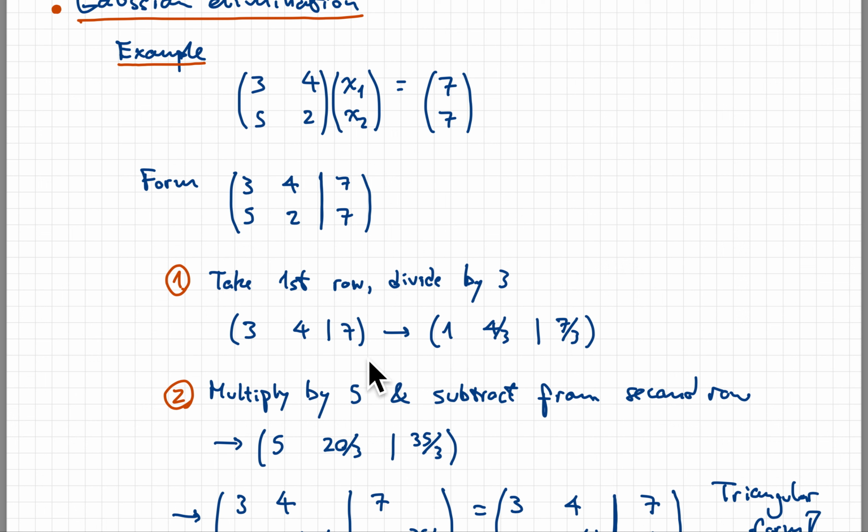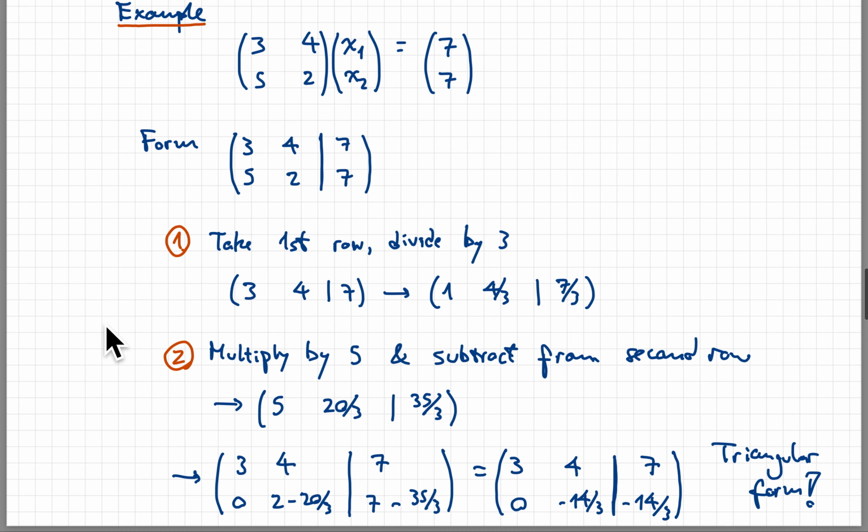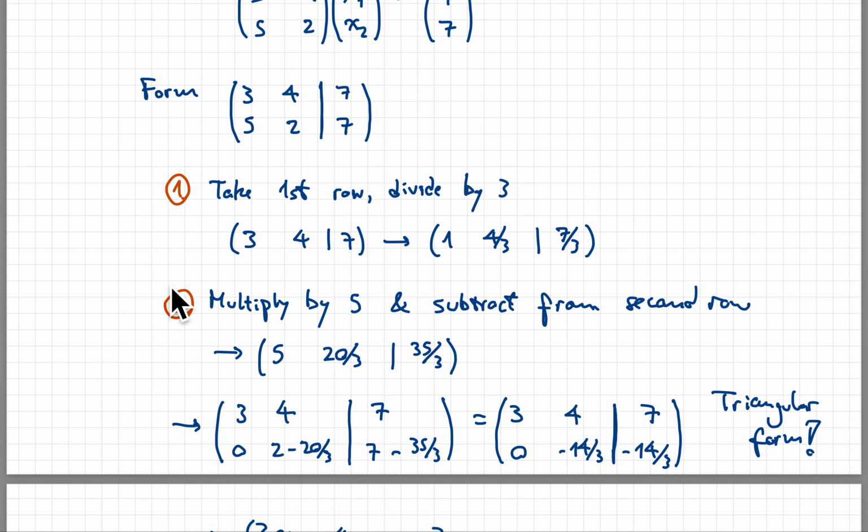That's by dividing this first row by 3. And now what we're going to do next, we're going to multiply that by 5 and subtract it from the second row. So we multiply this whole thing by 5. So we get 5, 20 divided by 3, and 35 divided by 3. And we're going to subtract it from the second row. And we multiply by 5 because there's a 5 here, and we want to turn that into a 0.